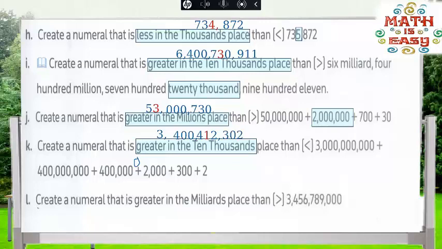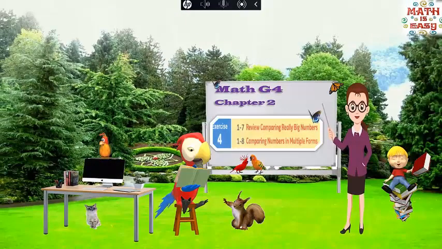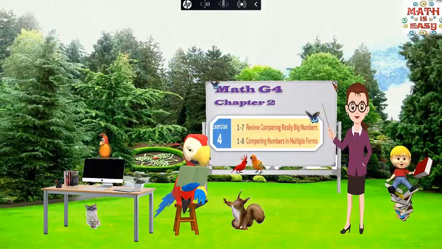Next one and last one in this video, create a numeral that is greater in the millions place. In the millions place we have 3, so he wants you to write a number greater than 3, more than 3. What after 3? 4 after 3. And write all digits the same without a change. Now we finished lesson 4, and see you in the next video. I want you to follow me to understand lesson 5. Goodbye.